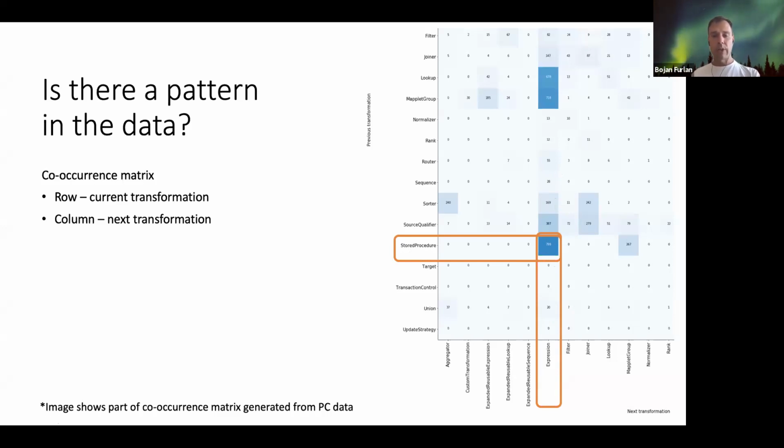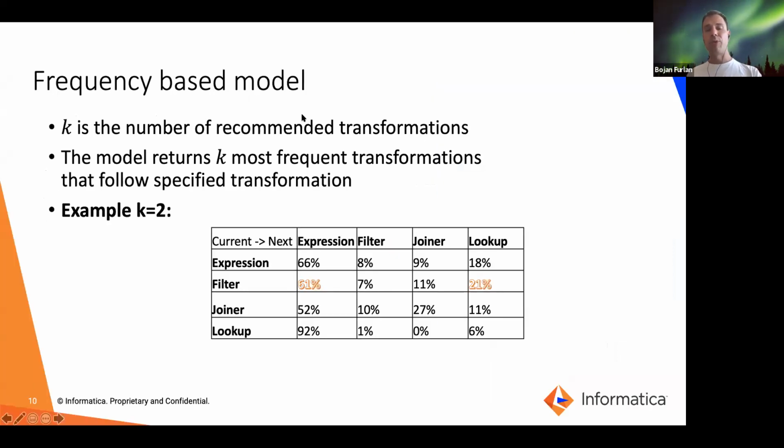So what we did, we developed quickly a model that can capture these patterns. We call it a frequency-based model. It's a very simple model where K is the number of recommended transformations. So with number K, we define how many recommendations we want to provide to our users. Here is an example. Let's imagine we have just 4 transformations. In reality, there are much more. We have expression, filter, joiner, and lookup. This is the current transformation, and the columns mean the next one.